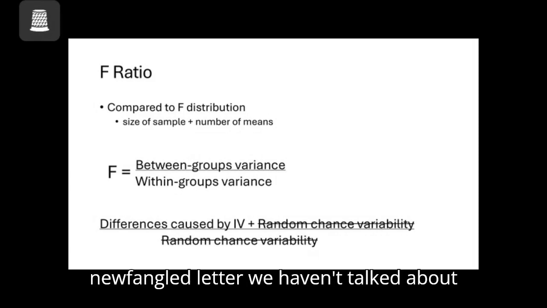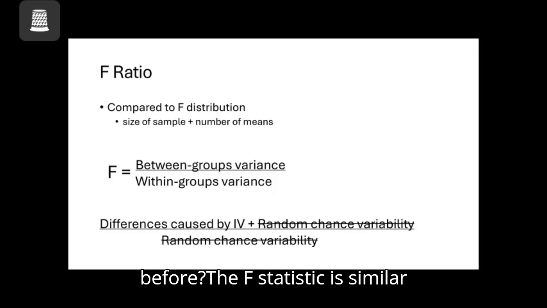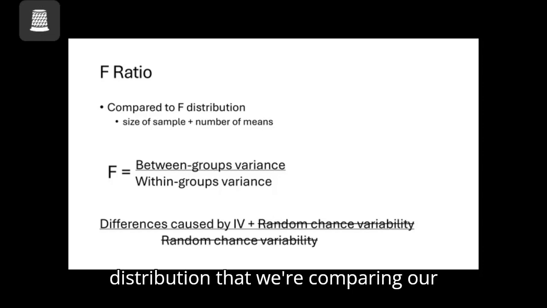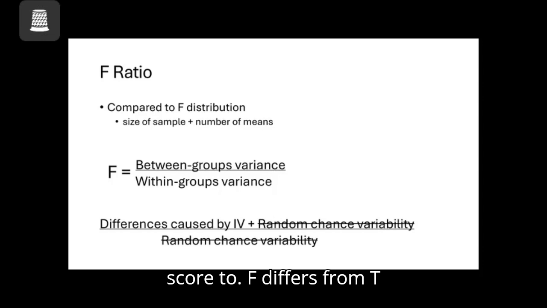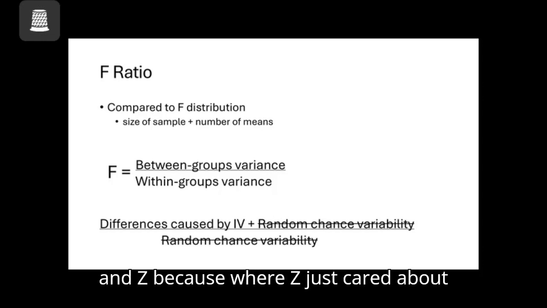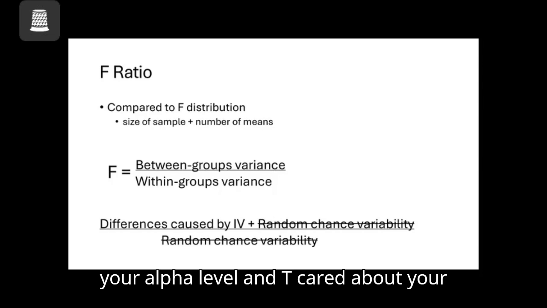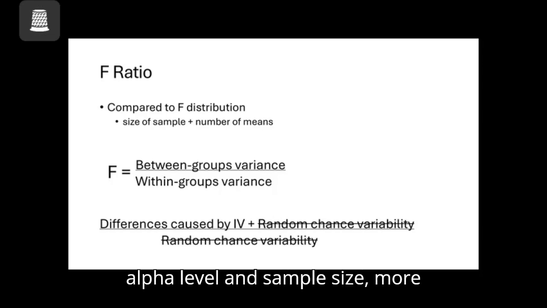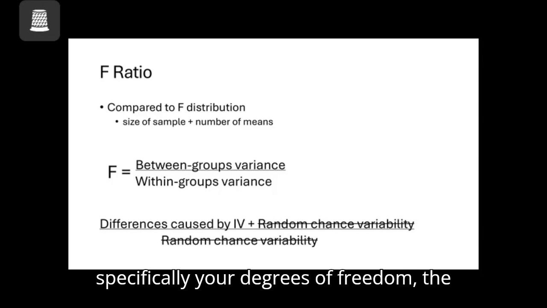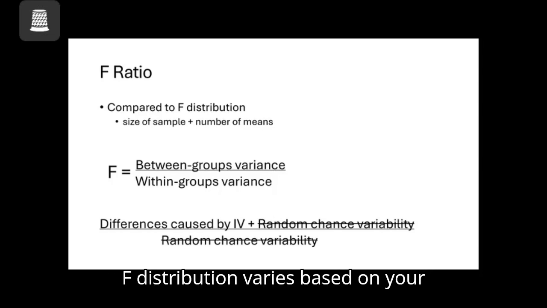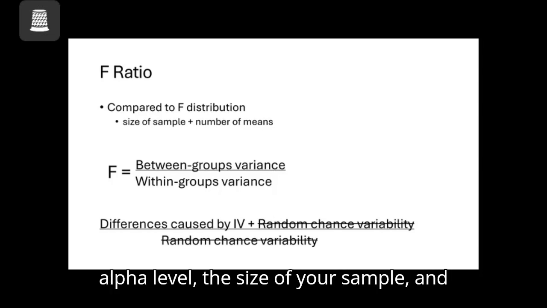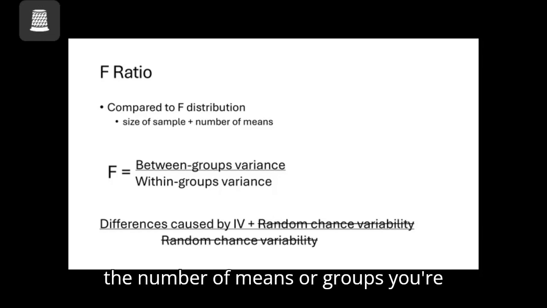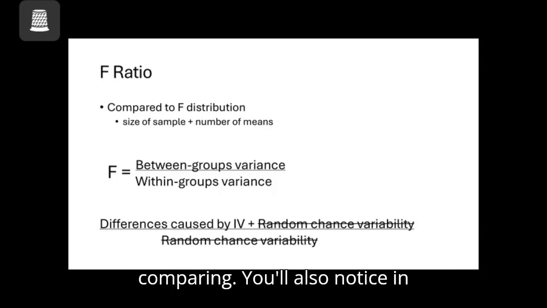But what is this newfangled letter we haven't talked about before? The F statistic is similar to the T statistic and the Z statistic in that F is just another type of distribution that we're comparing our score to. F differs from T and Z because where Z just cared about your alpha level and T cared about your alpha level and sample size, more specifically your degrees of freedom, the F distribution varies based on your alpha level, the size of your sample, and the number of means or groups you're comparing.